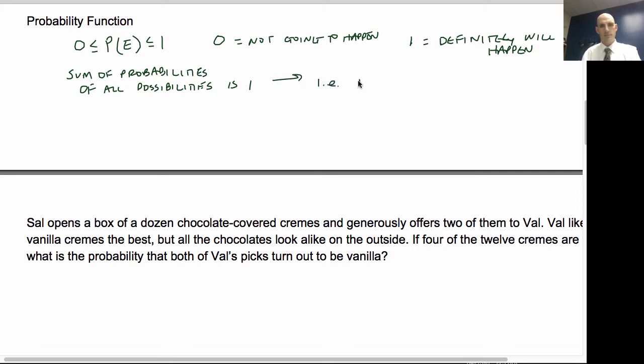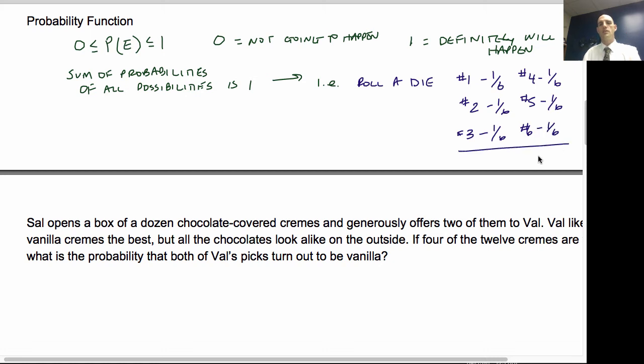For example, if I roll a dice, well, really just a die, to get the number 1, there's a 1/6 chance. To get the number 2, there's a 1/6 chance. To get the number 3, there's a 1/6 chance. To get the number 4, there's a 1/6 chance. To get the number 5, there's a 1/6 chance. To get the number 6, there's a 1/6 chance. I think you see where I'm going with this. There's 6 possibilities. Each of them has the probability of 1/6. So 6 times 1/6 is equal to 1. There's a 100% possibility that something is going to happen.